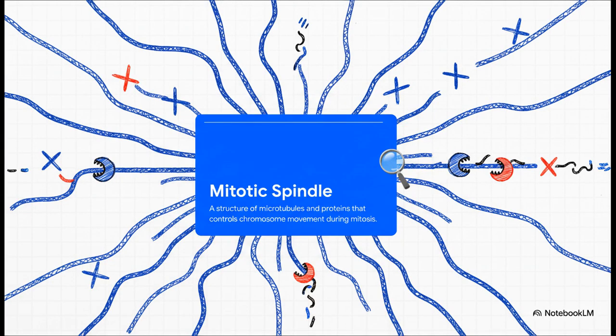But here's the really crucial question. How do those chromosomes actually move around during this dance? The unsung hero of this entire process is a structure called the mitotic spindle. This is an intricate web of microtubules that forms right inside the cell. During division, these fibers reach out and attach to specialized protein structures on the chromosomes called kinetochores.